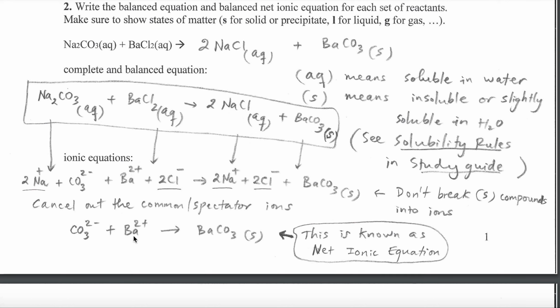We always want to write barium 2 plus first when you combine them together, because the cations have to go first. Okay, and this equation is very precise. It tells us exactly what happened. Barium combined with carbonate to form barium carbonate, which is an insoluble compound, a precipitate. Sodium and chloride are floating around in the solution. All right, they don't stick together. Sounds good.